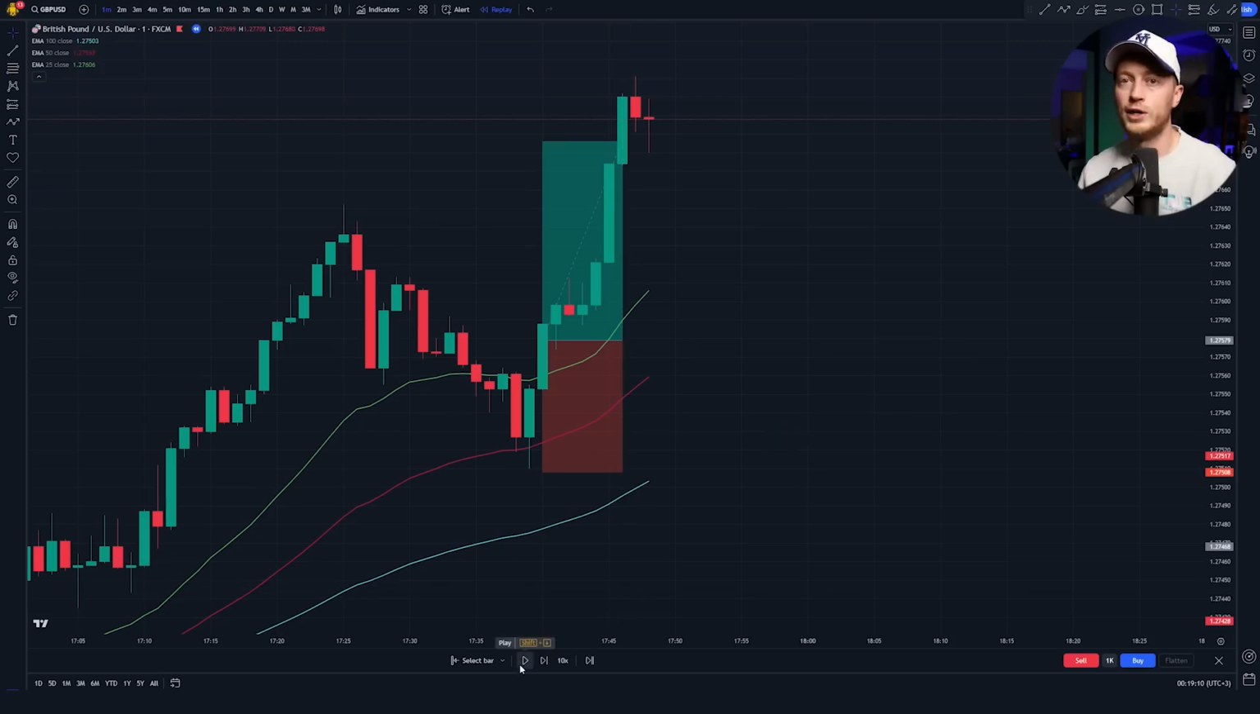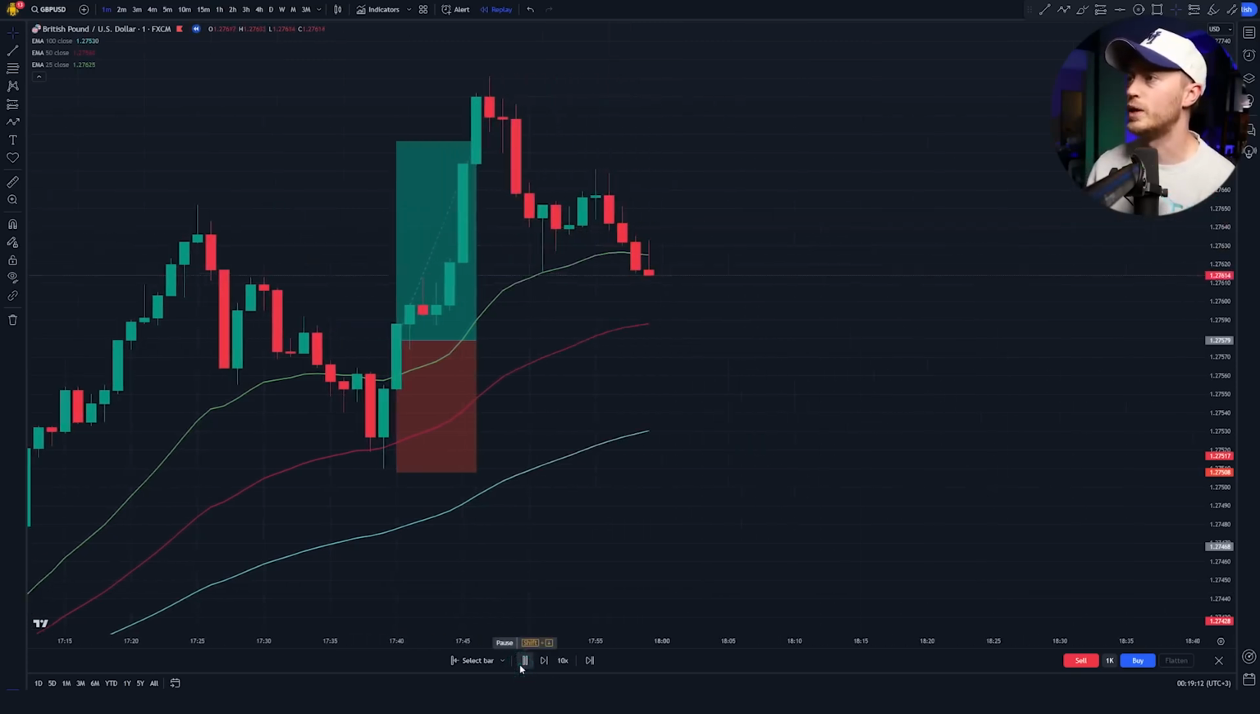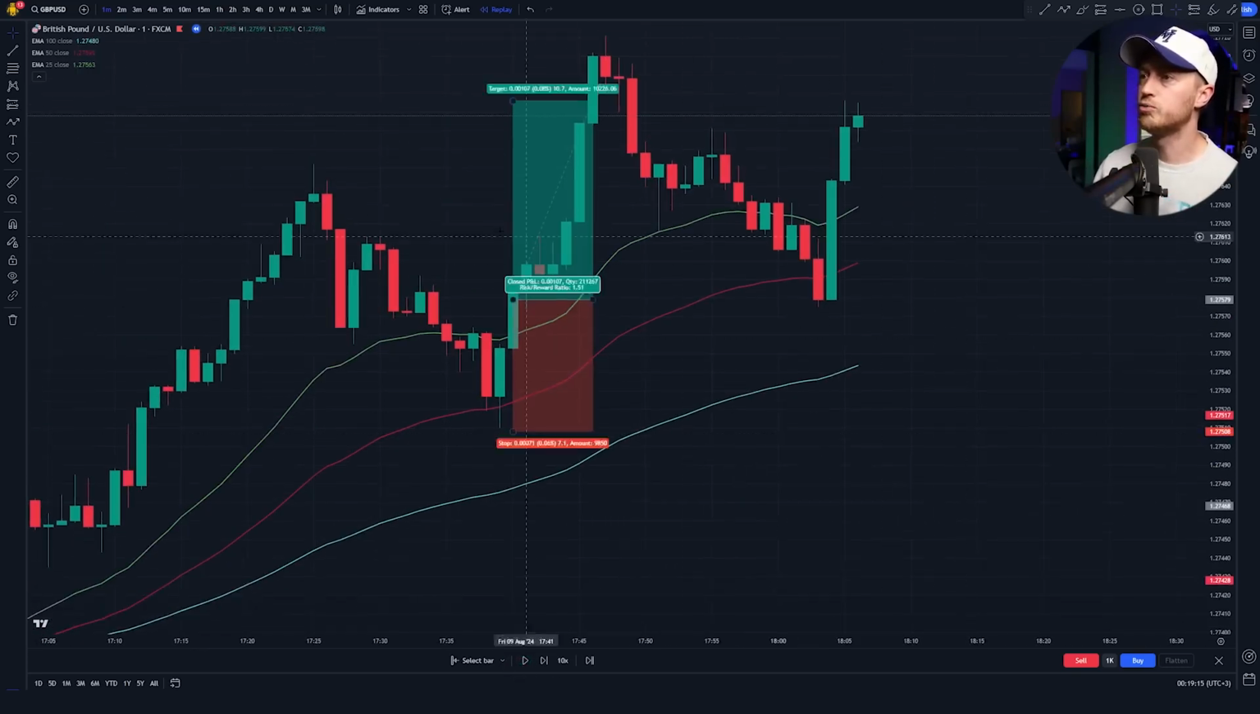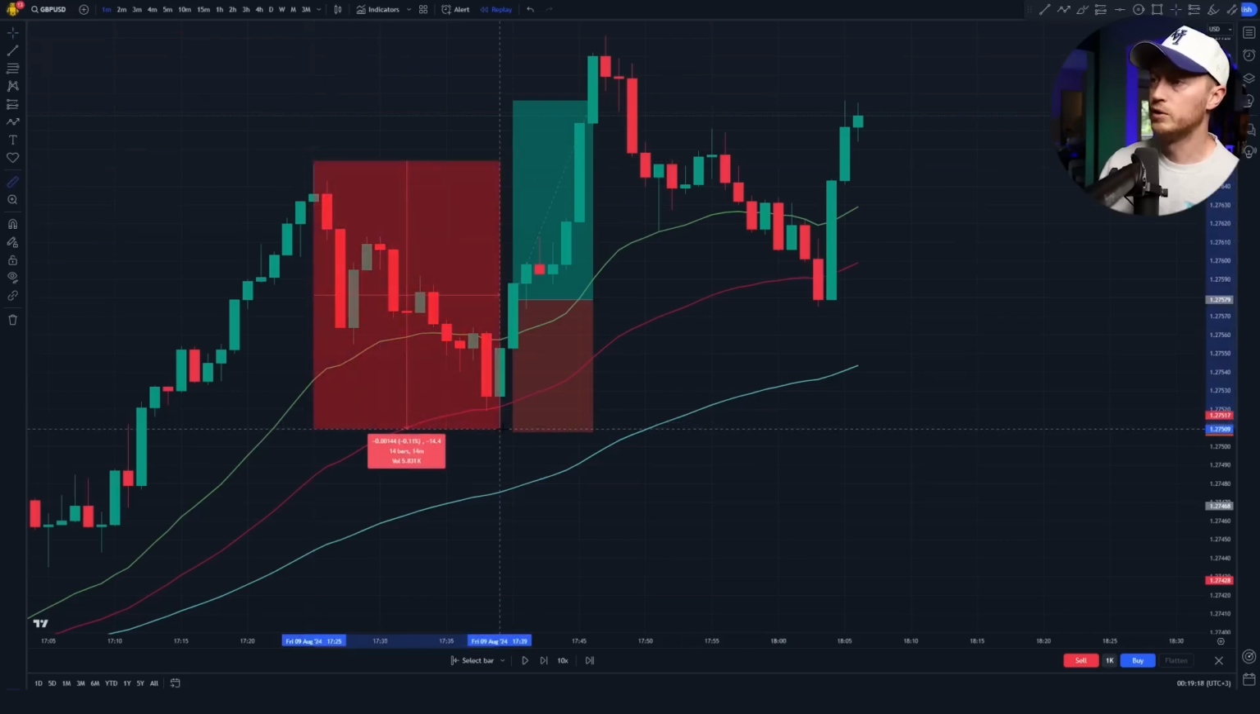Now, let's continue on to see what we would be doing in this situation in the live markets. You can see right here from the top to the bottom here was a pullback of about 14 pips. That's a nice pullback.